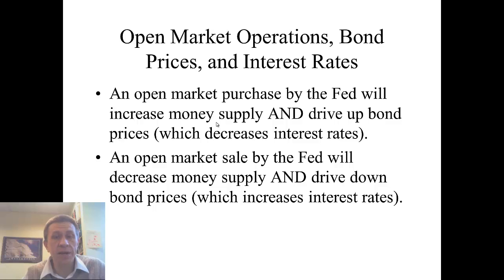Open market sale by the Federal Reserve does exactly the opposite. Money supply goes down, bond prices also drop, interest rates up. So open market purchase or open market sale, obviously they do opposite things, employed for opposite reasons.